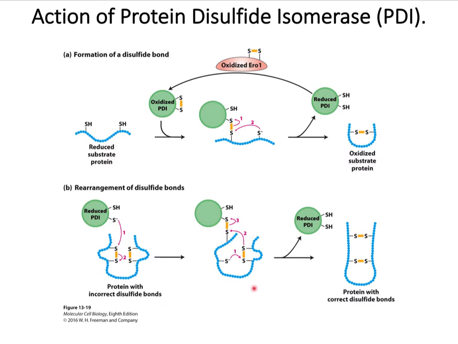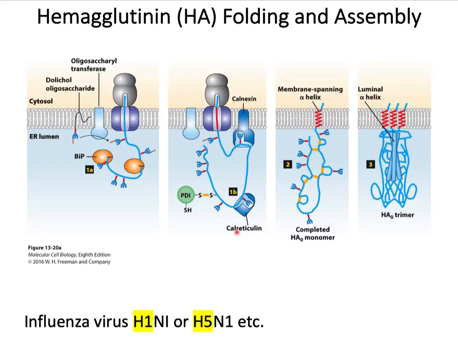Now the bottom panel shows the rearrangement of improper disulfide bonds. Sometimes the PDI can make mistakes and wrong disulfide bonds can be formed, but the PDI can correct those mistakes by repeated reactions until the protein is folded in the most thermodynamically favorable condition. So very important protein. So here is an example of the influenza virus hemagglutinin folding and assembly.